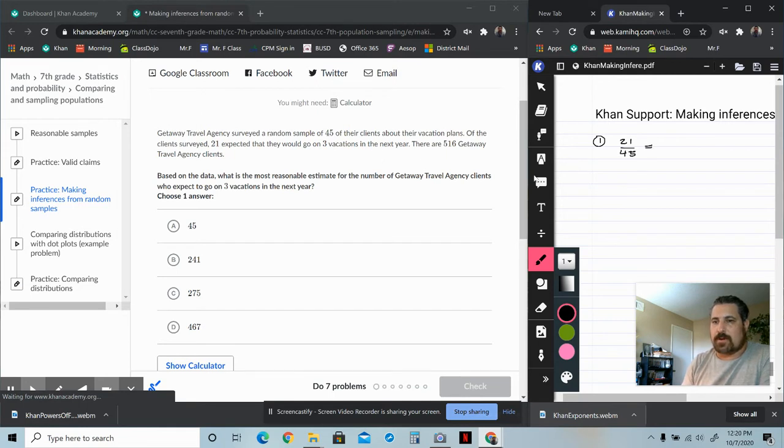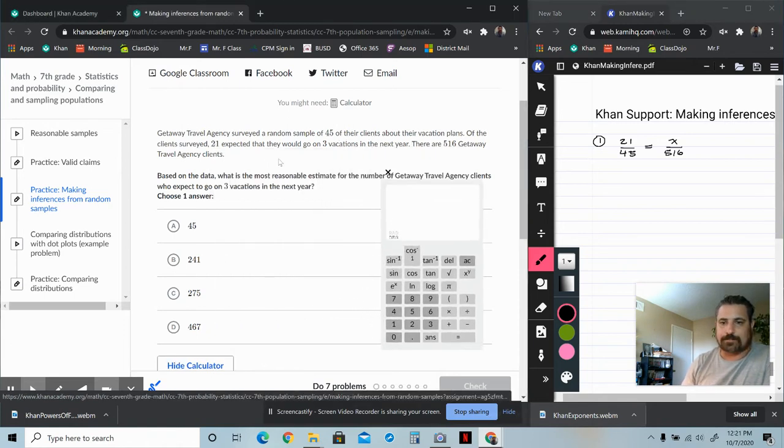But they're asking about the whole group of people that are part of the agency, all the clients. There are 516 total clients. So that means that the 45 people they surveyed in the random sample is representative of the whole, which is 516. Okay? So really, what we're talking about is a proportion that we have to solve. We're saying 21 out of 45 is the same as what value out of 516? And so how are we going to solve that proportion? There are a couple ways to go about doing it, but I think the easiest way when you're just using a calculator is to do it like this.